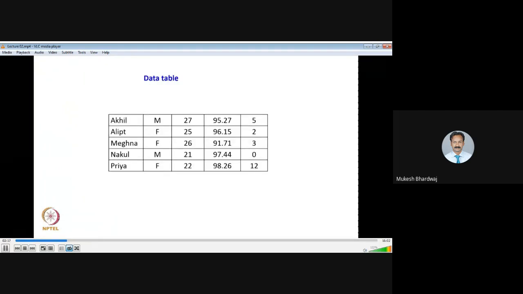And then we now bring all these data into a table. Now we sort and categorize this data. We are able to, for example, say that there are 5 names, so these names are being written. And we could associate a male or female with the names, which is also written. And then we look at this set of numbers, which are like 27, 25, 26. And then we bunch the set of numbers, which are 95.27, 96.15, and so on. And then we look at 5, 2, 3, 0, 1.